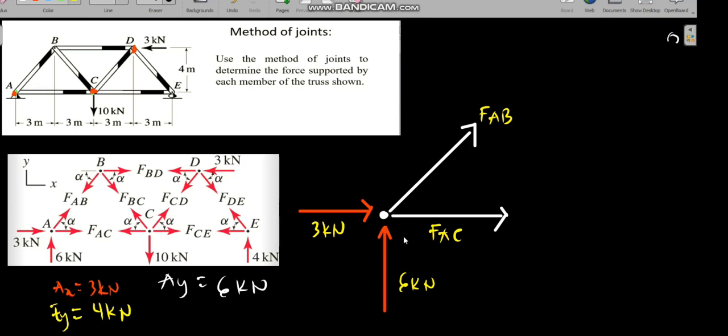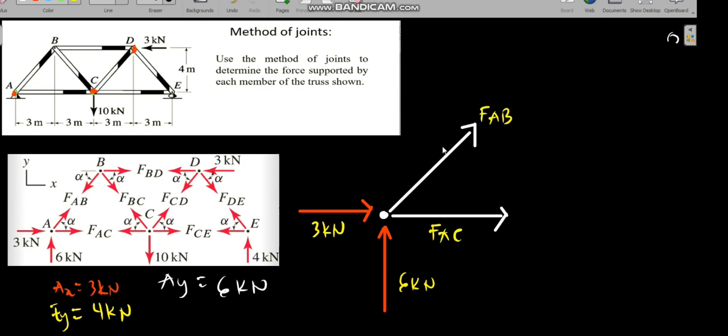But in this case, there will be no moment. This is because all the forces are acting directly on the point, and they are acting directly away from the point. So there can't be any moment. In this case, we are not going to calculate moment for it. We are just going to calculate the sum of the forces in the x direction, and the sum of the forces in the y direction.